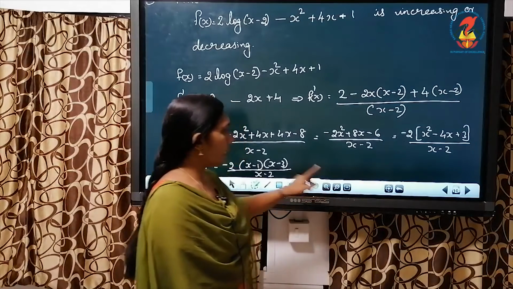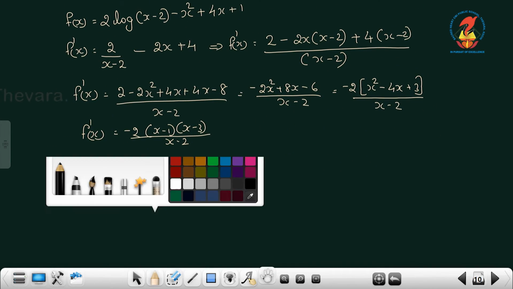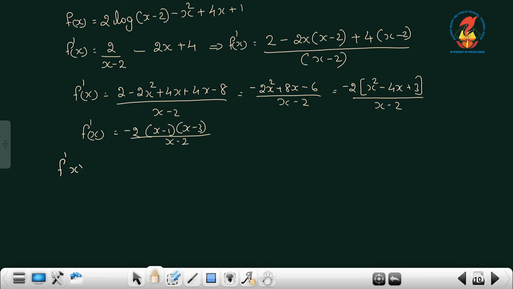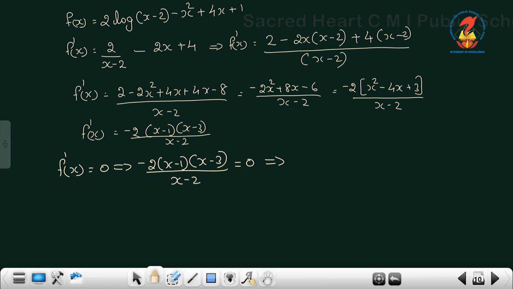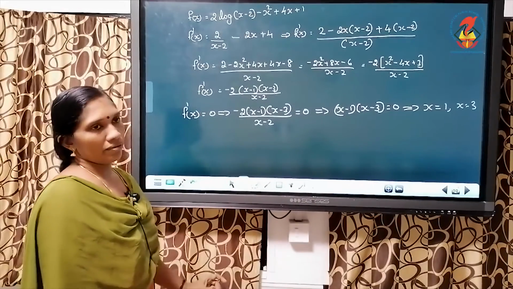Now the next step, put f dash x equal to 0. When f dash x is equal to 0, it means minus 2 into x minus 1 into x minus 3 by x minus 2 equals 0. That means the numerator is 0, not the denominator. And minus 2 is a constant, that cannot be 0. So x minus 1 into x minus 3 is 0, which implies each bracket is 0. So x is equal to 1 or x is equal to 3. So we get the values 1 and 3.